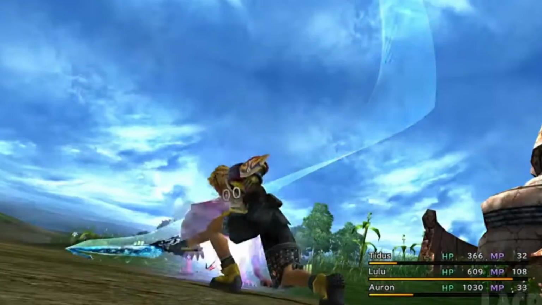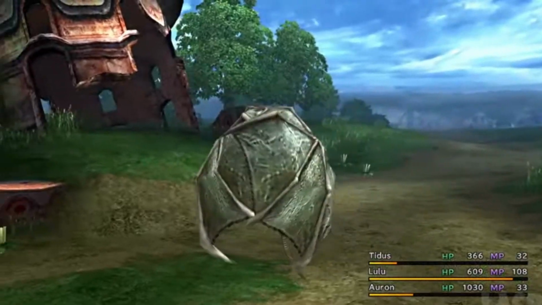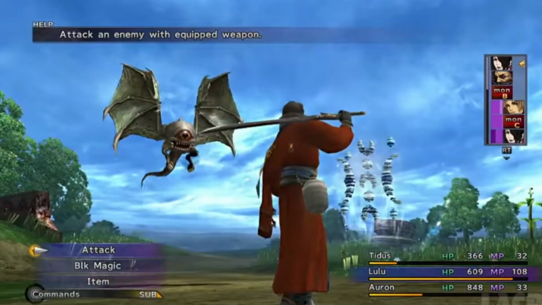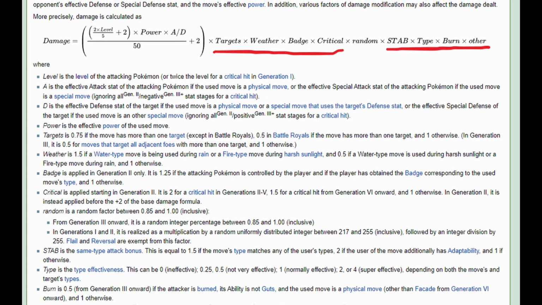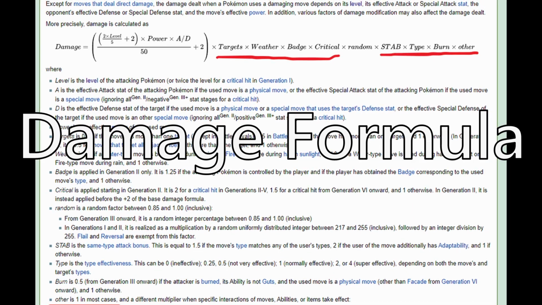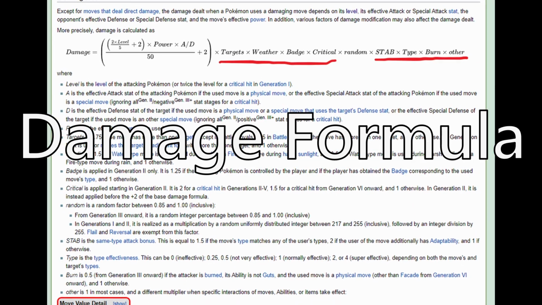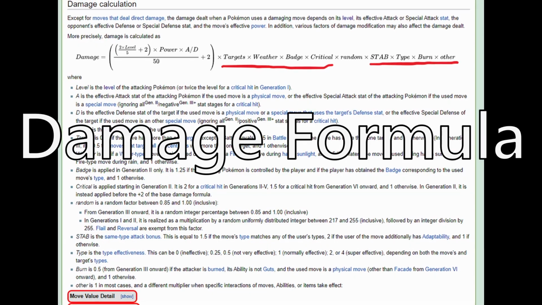Not just in Pokemon, but in most action RPGs, attacks deal damage, which is usually depicted as a number. Today we're going to address how games determine that number, aka the damage formula. For Pokemon, the formula is already out there, so it's not that hard to find out.